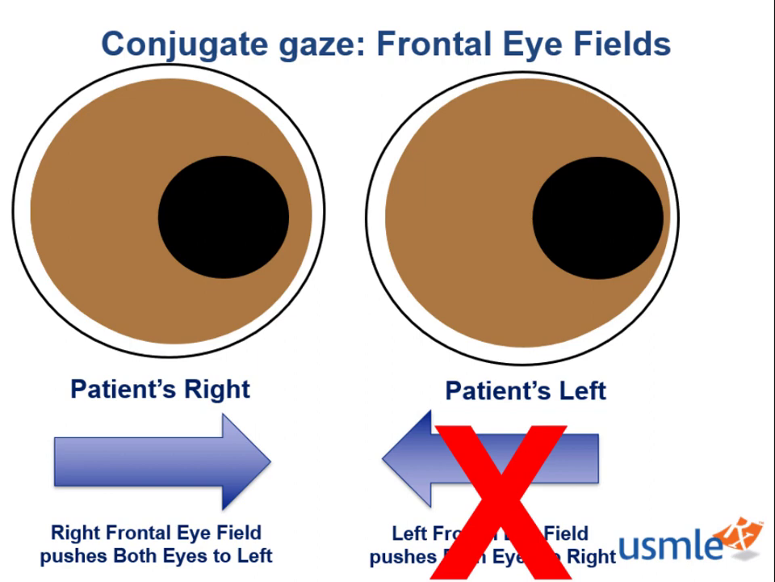In the setting of a frontal eye field frontal lobe stroke, the eyes are said to look to the side of the lesion. Here, the lesion is on the left frontal lobe eye field. So the eyes look to the left due to unopposed stimulation from the functioning right frontal lobe eye field.